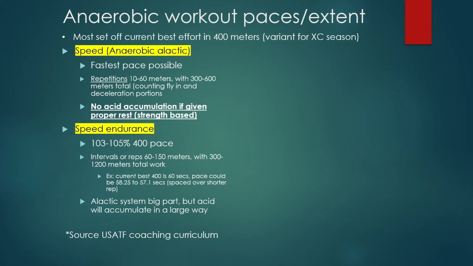The way you get that is you take 60 and you divide it by 1.03, because we want this number to end up being smaller than the original, because this is faster than the 60 seconds, and that's where you get the 58.25. And then you do the same thing. You go 60 divided by 1.05, and you get 57.1, the fast end. I would probably tell this person 57 to 58.5, but that's for 400 meters.